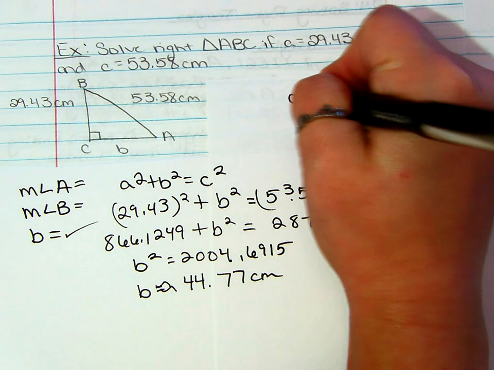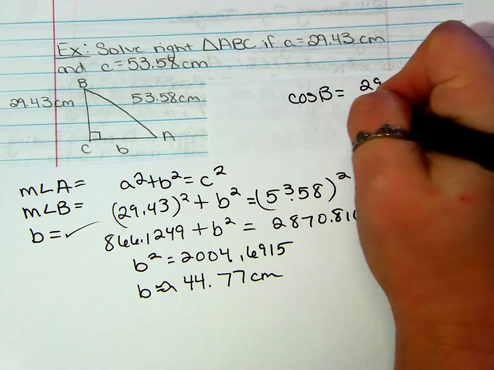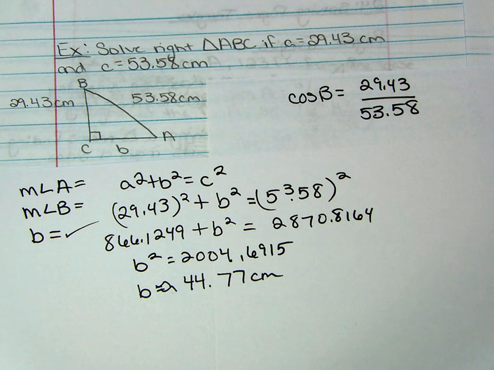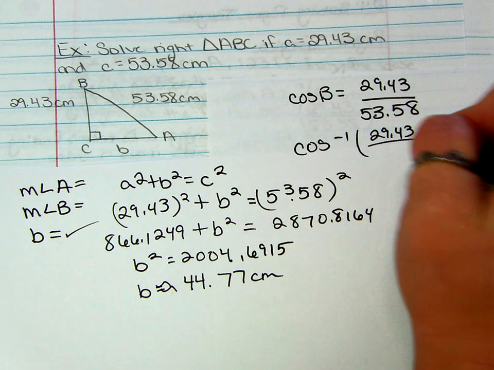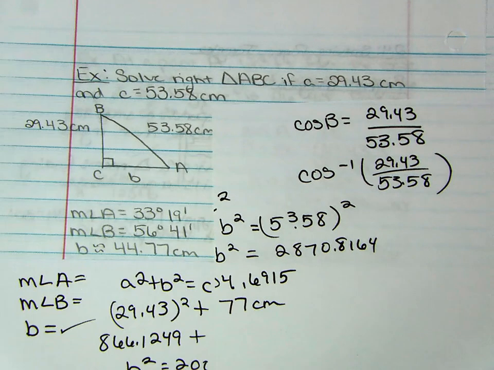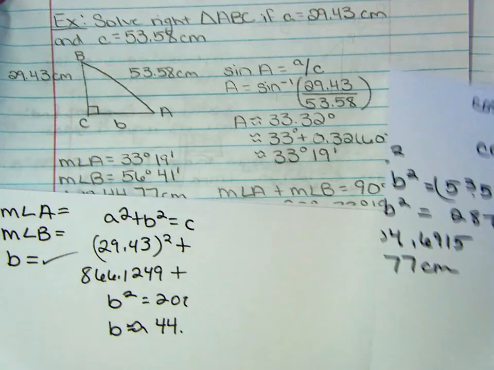So cosine of B equals adjacent, the 29.43, over the hypotenuse, 53.58. Now, in order to type this into my calculator, I actually have to use that inverse function that's on your calculator. I have to use cosine inverse of the numbers, the 29.43 over the 53.58. That's what I'm going to type in order to figure out the measure of B. And of course I did A first, but I'm going to just show you the answers.